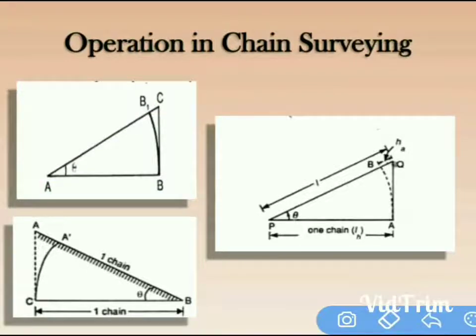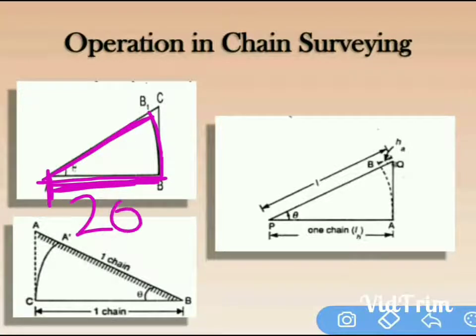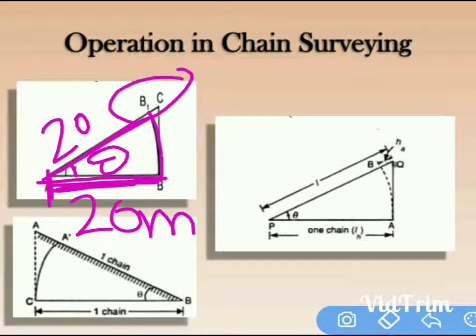So here, if I take the offset with the help of a compass, what will happen? I will get only up to B1. So AB value is equal to this value, maybe. For example, if this value is 20 meters, calculated with a 20 meter chain, what about this one? 20 meters. Got it? So here maybe angle theta. Here B1 to C, I don't know the value. So this value is known as hypotenuse allowance.